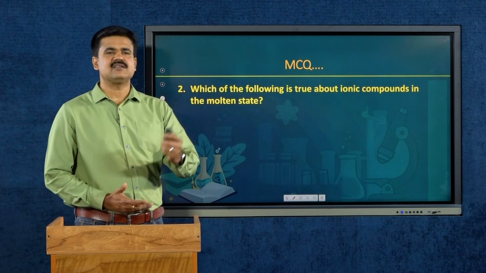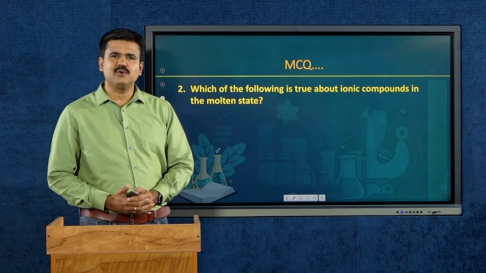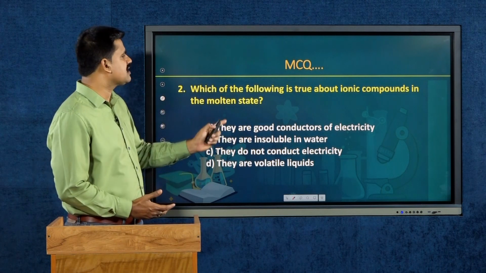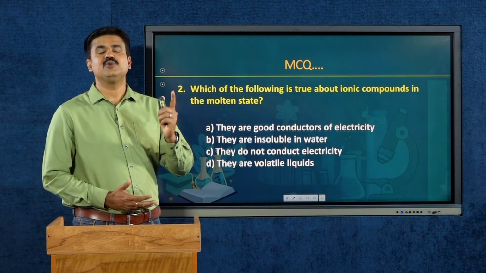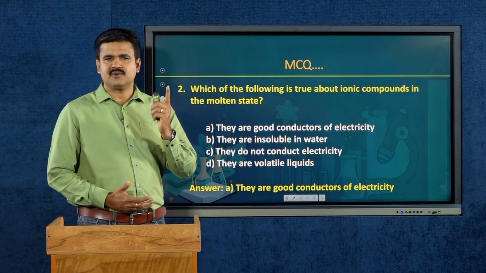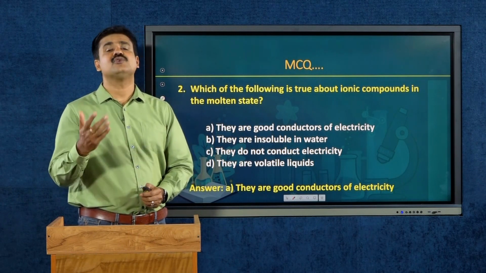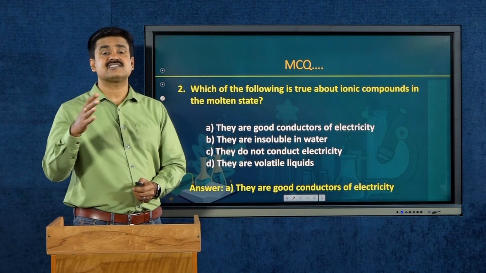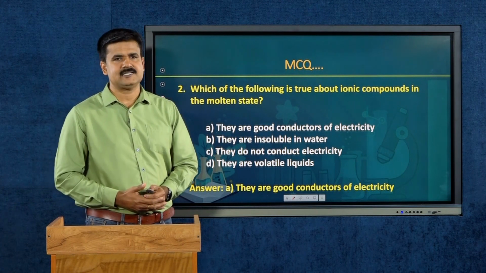This is the second multiple choice question. Which of the following is true about ionic compounds in the molten state? These are the options. They are good conductors of electricity. They are insoluble in water. They do not conduct electricity. They are volatile liquids. Your answer is option A. They are good conductors of electricity. You know the fact that in the molten state or in the liquid state, the ions in the ionic crystal are free to move and they can act as very good conductors of electricity.